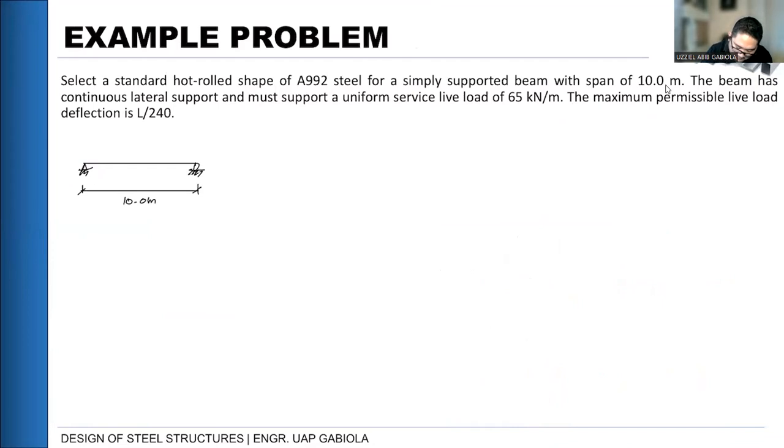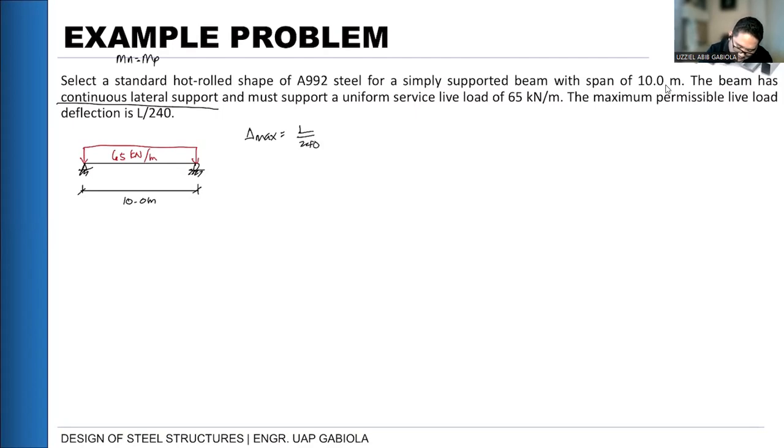And then the beam has continuous lateral support. So pag may continuous lateral support tayo, ang ibig sabihin, ang MN natin ay equals kay MP, no? Or zone 1 tayo. Okay? And must support a uniform service live load of 65 kilonewton per meter. So meron tayong continuous load na 65 kilonewton per meter, pero ito ay live load lang. The maximum permissible live load deflection is L over 240.